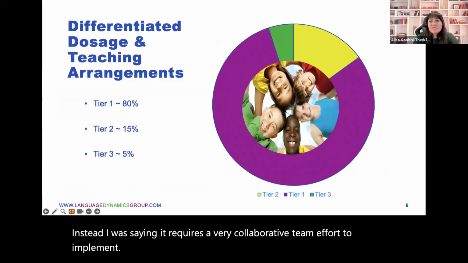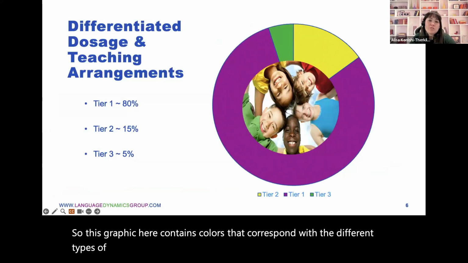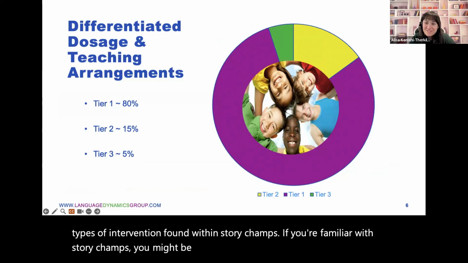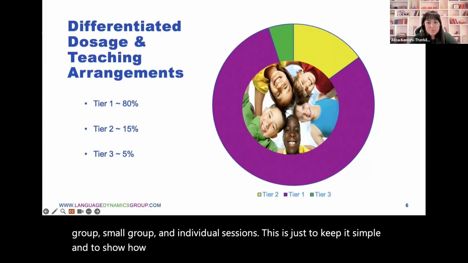So this graphic here contains colors that correspond with the different types of intervention found within Story Champs. If you're familiar with Story Champs, you might be familiar with the color scheme here. So whole group, small group, and individual sessions. This is just to keep it simple and to show how Story Champs aligns well with MTSS. But what do these tiers really mean?